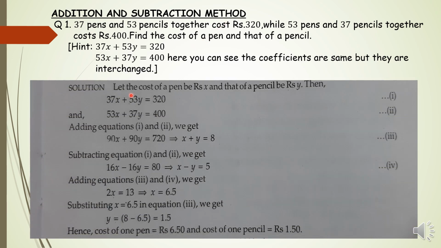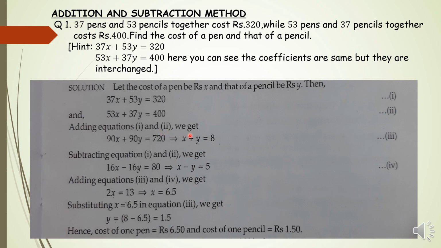So the solution is, let the cost of the pen be x and the cost of the pencil be y. You can take any variable as you like. Then the linear equations are 37x plus 53y is equal to 320, 53x plus 37y equal to 400. Mark them as equation number 1 and equation number 2. Here, which method are we using for this type of question? Addition and subtraction method. So first you add equation number 1 and 2.